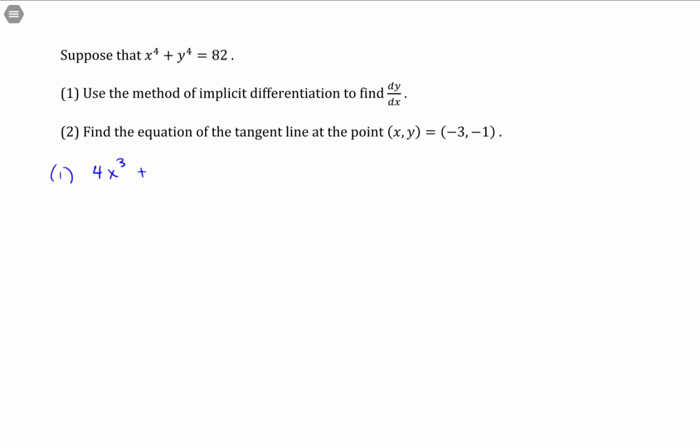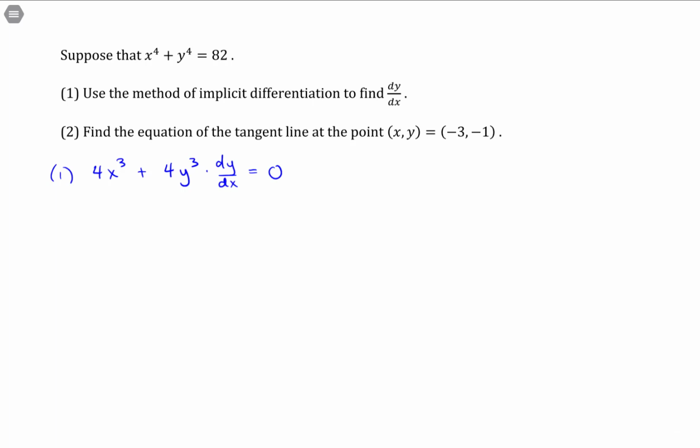The derivative of y to the fourth is 4y to the third power. Now y we are treating as an inner function, so it's a function of x. So according to the chain rule, we do the derivative of the outer function, then multiply by the derivative of the inside function. So that's where the dy/dx term comes from. The derivative of a constant is just 0.